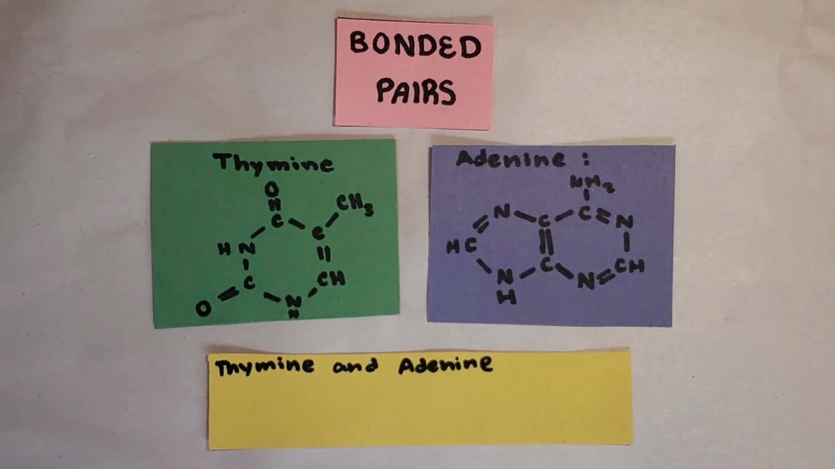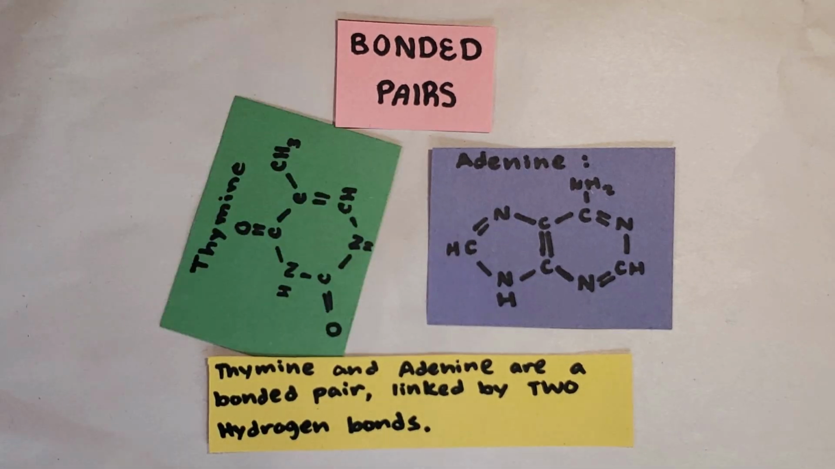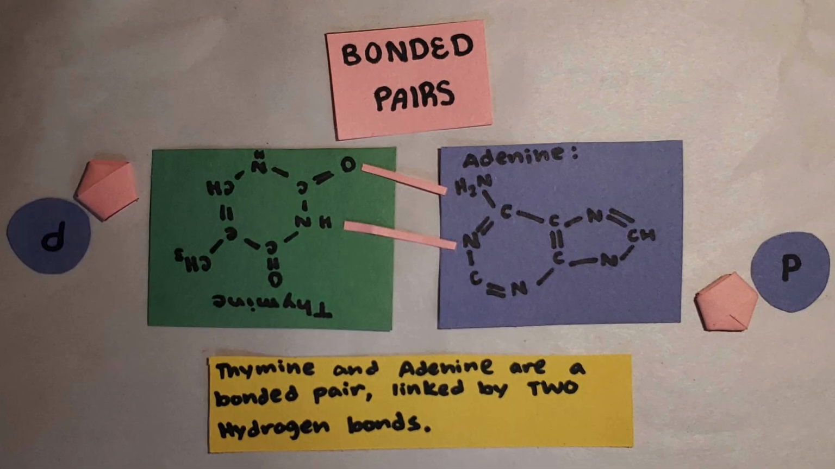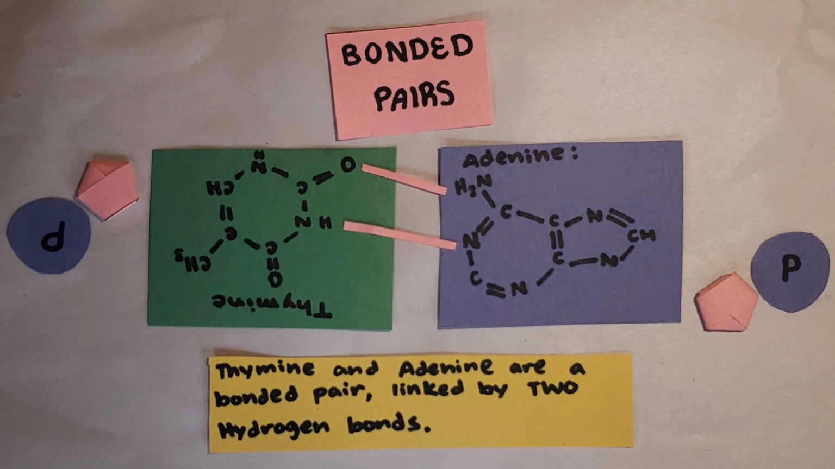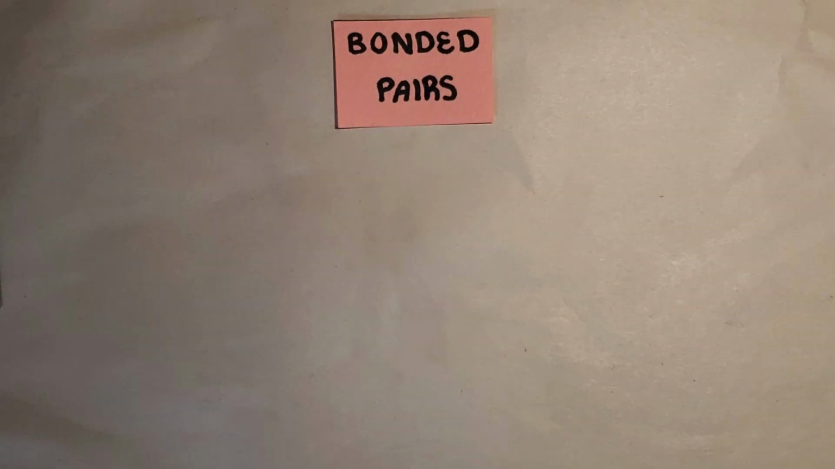Thymine and adenine are a bonded pair linked by 2 hydrogen bonds, in an anti-parallel fashion as such. With less hydrogen bonds than guanine and cytosine, adenine-thymine bonds are easier to unwind. Because of this, you often find them at origins of replication and DNA sites that open up frequently.